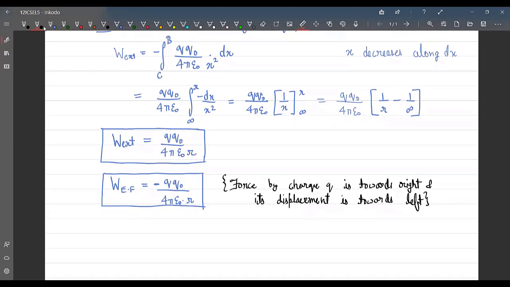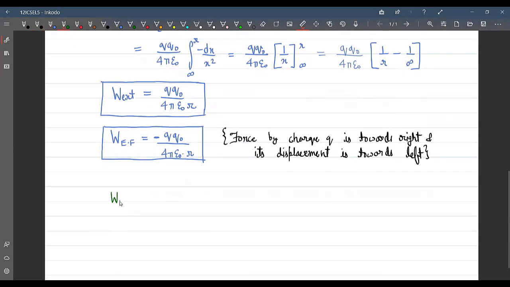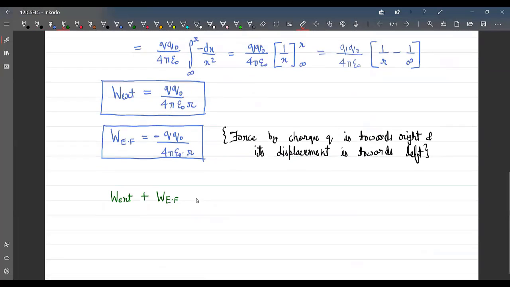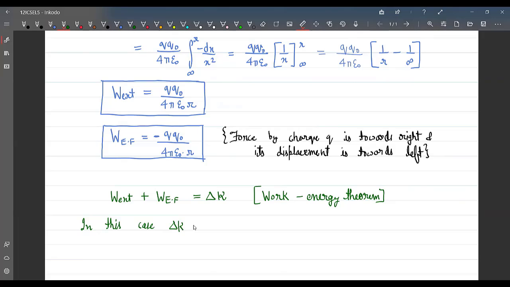Now, also, if you apply the work energy theorem, we can write work done by external agent plus work done by electric field. There are no other forces, only two forces. This should be equal to 0. This is your work energy theorem. Or also, you can write that the sum of all the work done is equal to change in kinetic energy. But in this case, change in kinetic energy is 0.